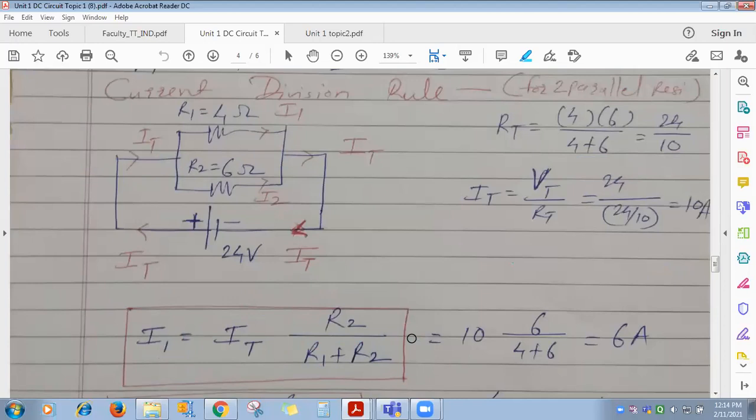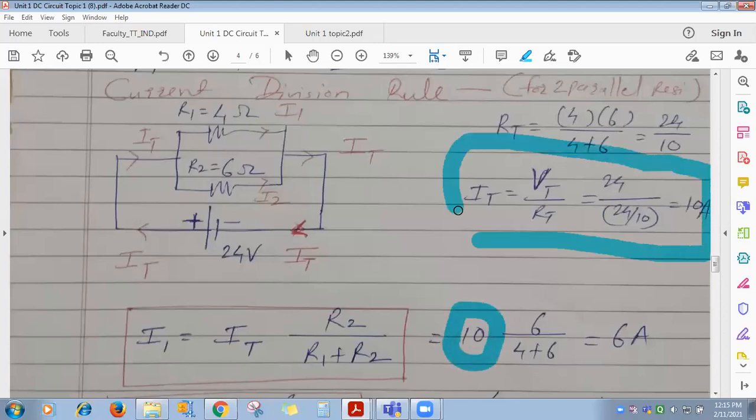Yes, ma'am. So what is the value of I total? 10 ampere. Put it here; see, the calculation of I total as 10 ampere is done over here. What is R2? R2 is how much? 6 ohm, divided by R1 plus R2. What is R1, R2?